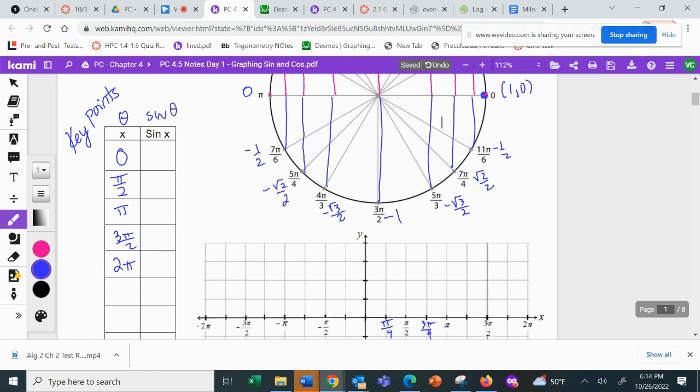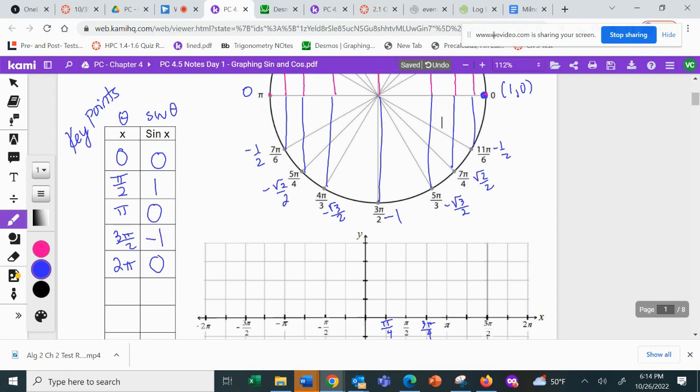of that theta. So at 0 degrees or at 0 radians, sine is 0. At pi over 2, sine is 1. At pi, sine is 0. At 3 pi over 2, sine is -1. And going back around to 2 pi, sine is 0 again.